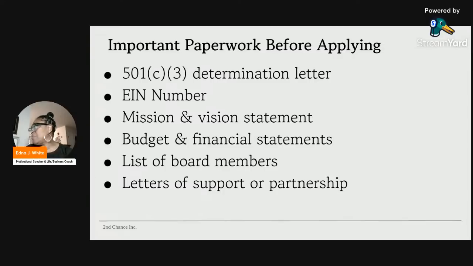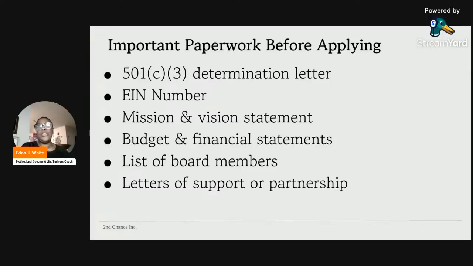So I don't think I have mine out here. Oh, but I do. I have it in a book. Yeah, you're going to need that. You're going to need your EIN number, which is the number that was given to you either by phone or by mail to open your bank account. That's your EIN number. You're going to need your mission and your vision statement, which I add in there, capability statement.